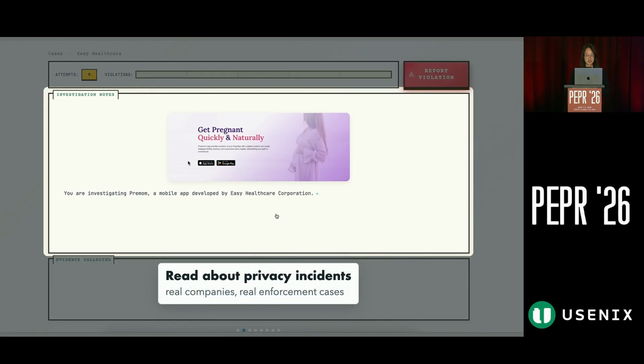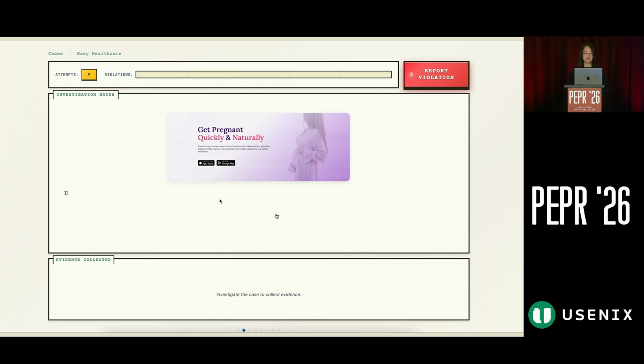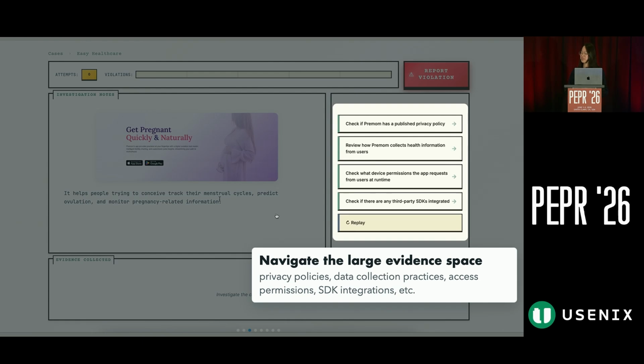Through these descriptions, the players learn about these privacy incidents, about real companies and real enforcement cases. The players take the role of an investigator to navigate the large evidence base by choosing which investigation action to take. By doing so, they're able to learn the company's privacy policies, what data are collected, what access permissions were asked, things like that.